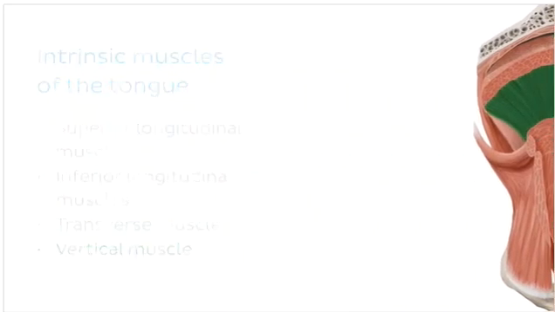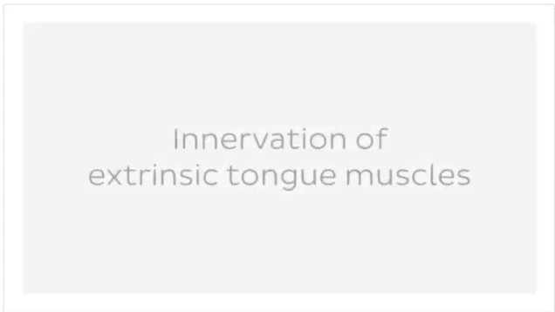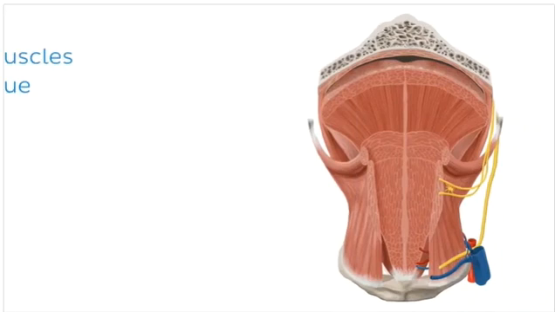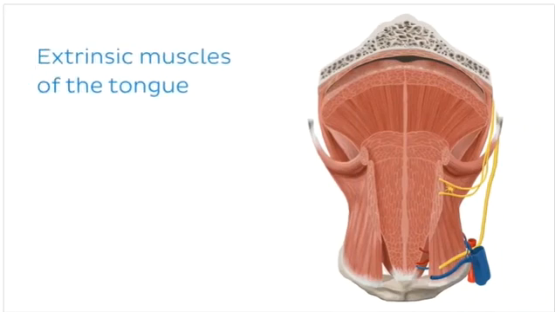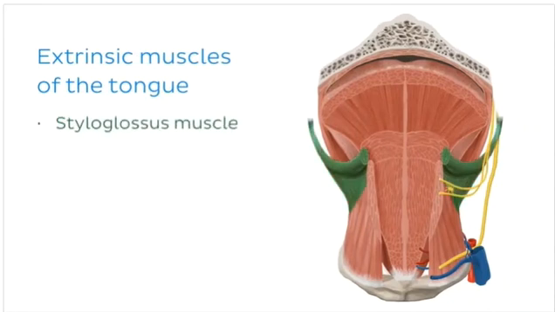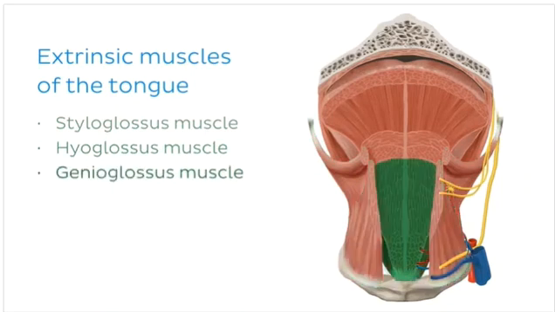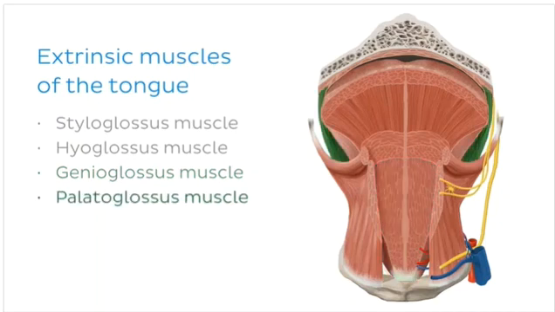So now that we've looked at the intrinsic muscles of the tongue, let's take a quick look at the extrinsic muscles. The extrinsic muscles of the tongue are muscles that are attached to bone and alter the position of the tongue in the mouth. And they include the styloglossus muscle, which helps to retract and elevate the tongue, the hyoglossus muscle, which helps to depress and retract the tongue, and the genioglossus muscle, which is the main muscle responsible for sticking your tongue out when you don't like something, and finally the palatoglossus muscle, which works to elevate the dorsum or the back of the tongue.